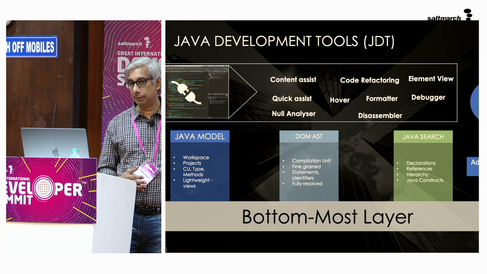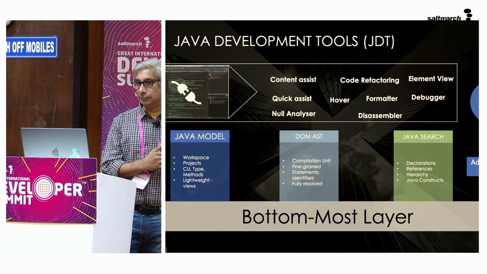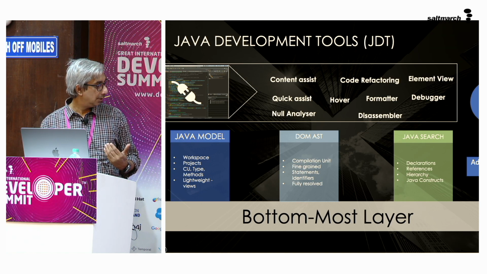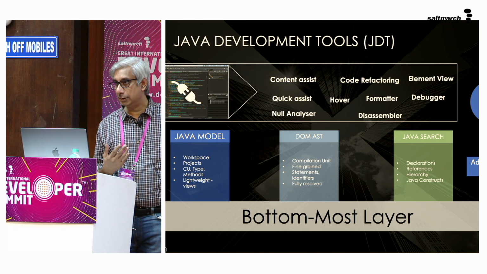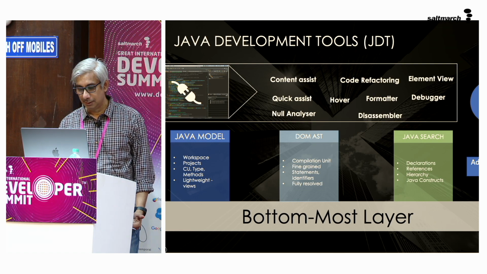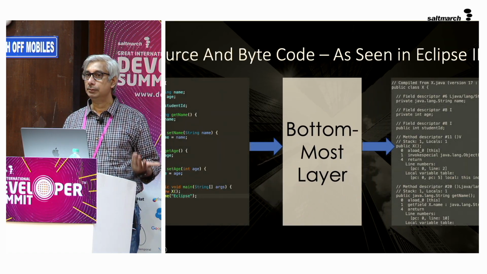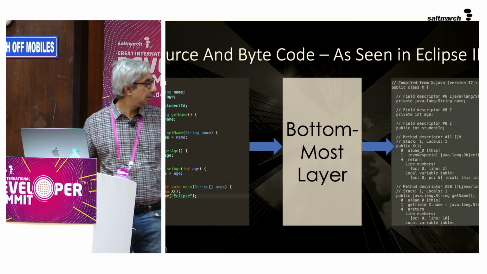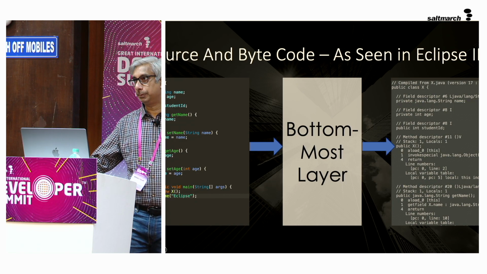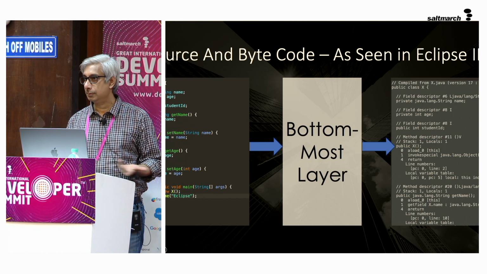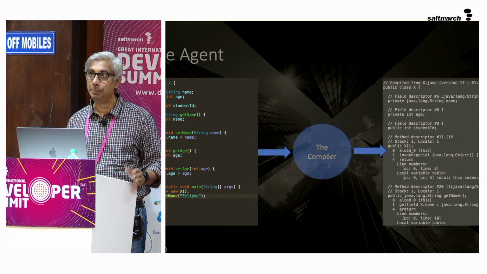That bottommost layer is something that is not really visible to a lot of people, and we'll come to what exactly this bottommost layer is. And that is something that actually transforms the source code to bytecode. And this is of course, as all of us know, the compiler.